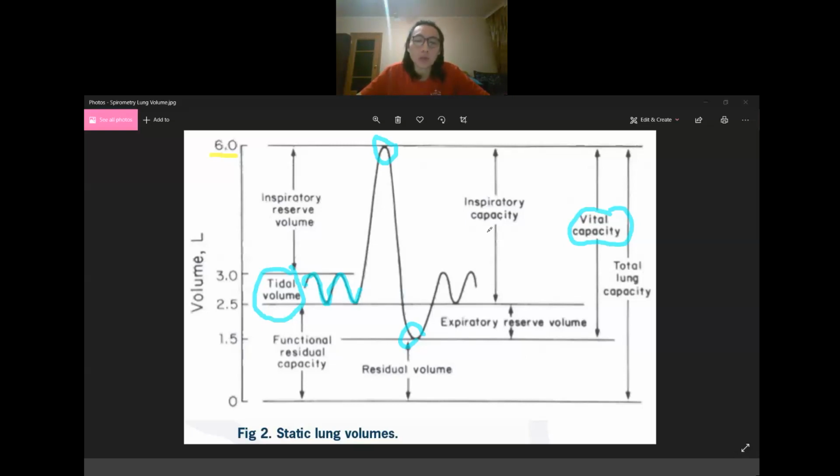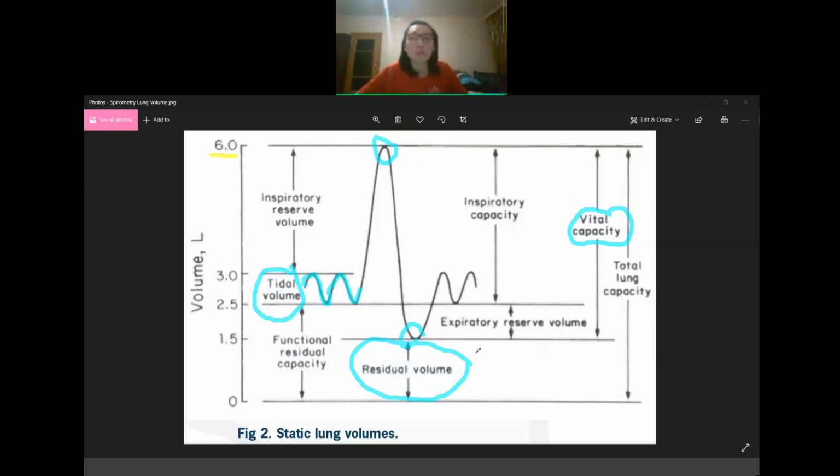Okay? Next significant parameter is residual volume. What is residual volume? Residual volume is the amount of air that the lungs have even after maximum expiration. You expire, you can't get rid of any air anymore. You think you don't have air anymore in your lungs? You're wrong. There's still air in the lungs. And that amount of air that is left in the lung is called residual volume.